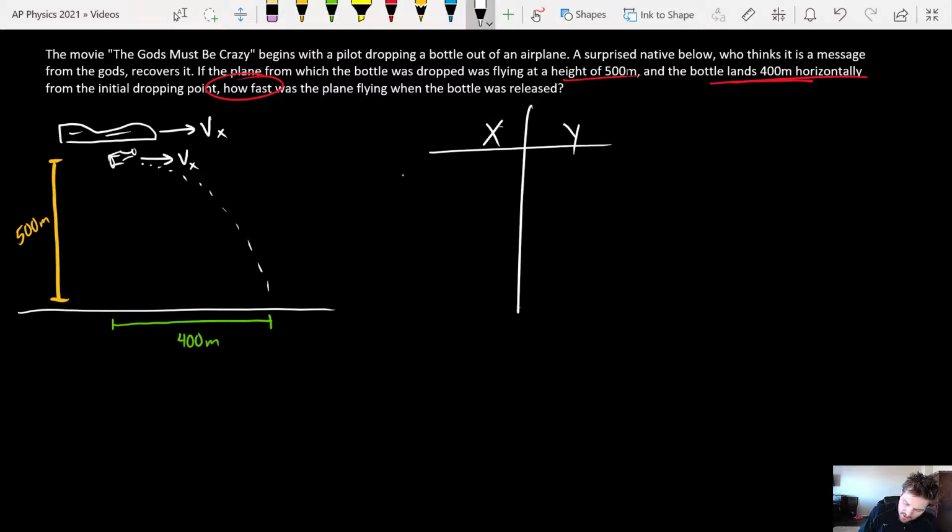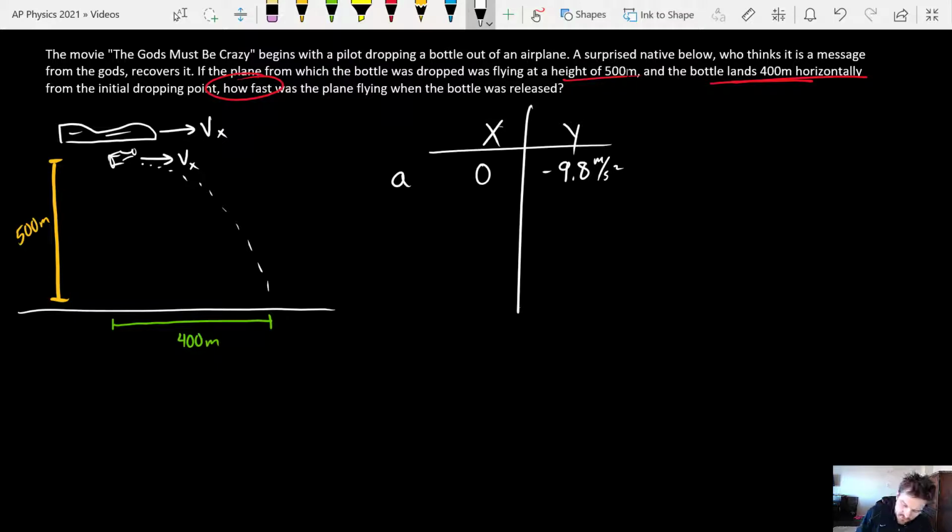So I know from the rules of projectiles, I know the acceleration in the x direction is always 0. And I know the acceleration in the y direction is always negative 9.8, because I'm guessing that this problem is taking place on Earth, like most of our problems will. What else do we know?